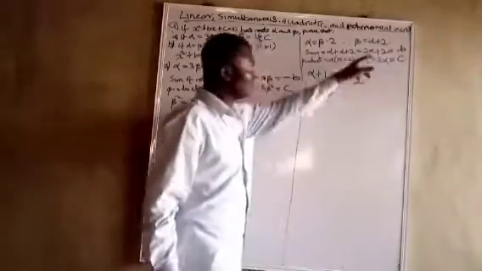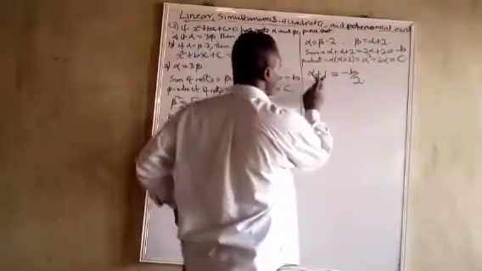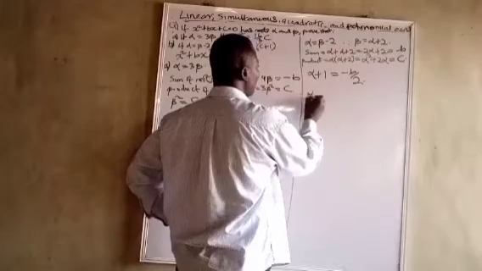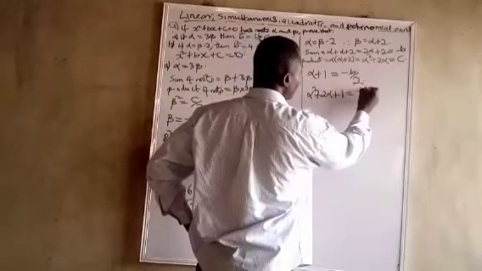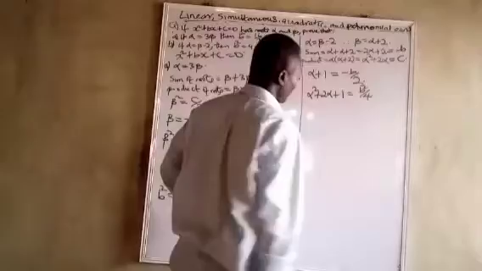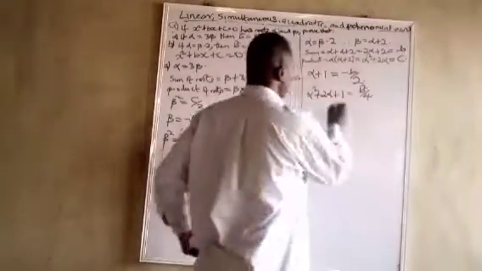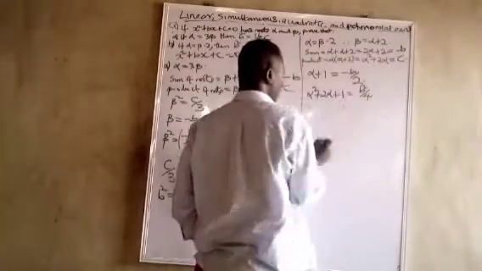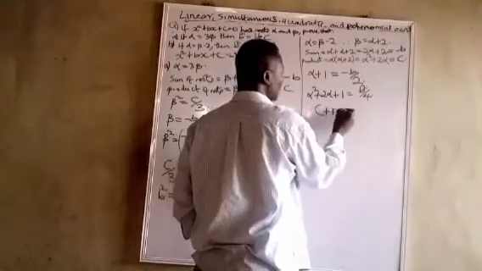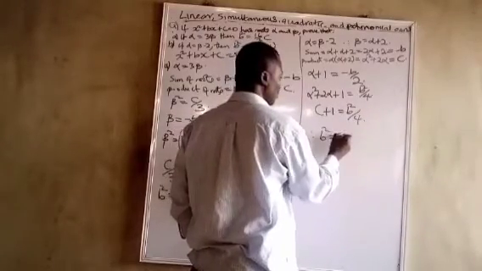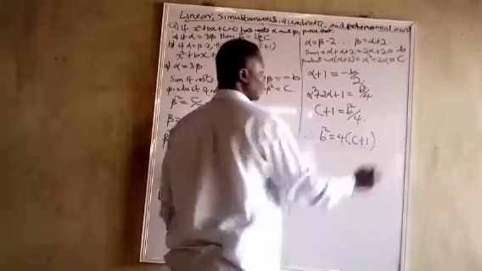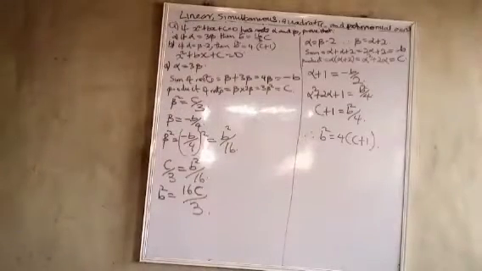If we divide that one by 2, now let us square this one. We are going to have alpha squared plus 2 alpha plus 1 is equal to b squared over 4. And in this place too, we see that alpha squared plus 2 alpha is equal to c. So we can say c plus 1 is equal to b squared over 4. Therefore, b squared will be equal to 4 into c plus 1. So we have done the 2.